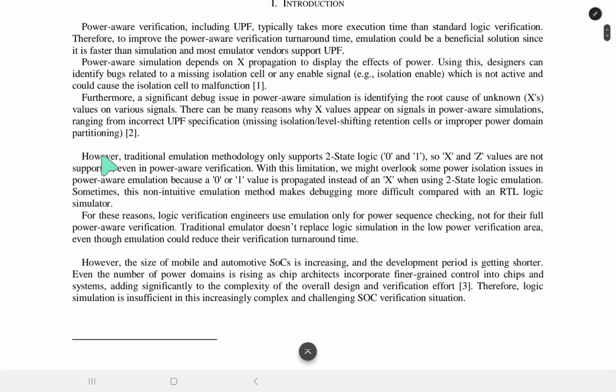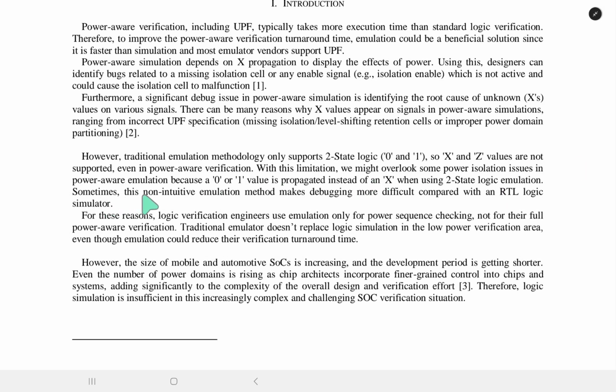However, traditional emulation methodology only supports two-state logic, 0 and 1, so the X and Z values are not supported. Even in power-aware verification, with this limitation, we might overlook some power isolation issues in power-aware emulation because a 0 or 1 value is propagated instead of an X when using two-state logic emulation.